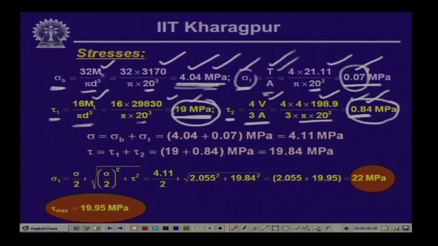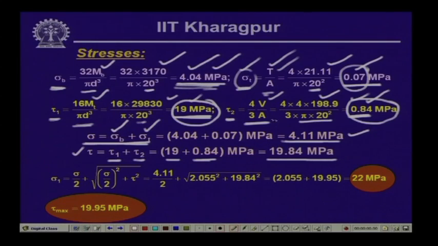Now, the total normal stress which we have is the normal stress because of the bending and the normal stress because of the tensile pull, and this comes as 4.11 megapascal. The total shearing stress tau is equal to tau 1 plus tau 2, which is equal to 19 plus 0.84. This gives us a value of 19.84 megapascal. This is the value of the shearing stress that is getting generated because of the twisting moment and the transverse shear.